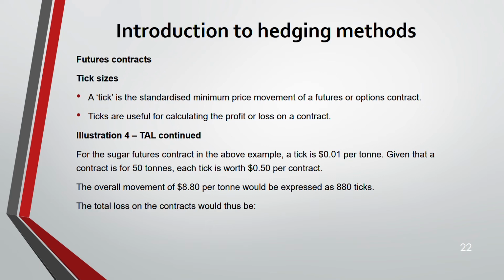So the total loss on the contract would be this much. This is the formula. But don't worry, if you forgot the formula here, we are going to catch up on it in lecture 9 tomorrow. How many contracts do you want to sell? 60. And contracts into ticks, that means 880. You're not going to take 8.8 per ton, no. 60 into 880 ticks into the value of the tick, that is 0.5 that you have calculated. So the total loss is 26,400.